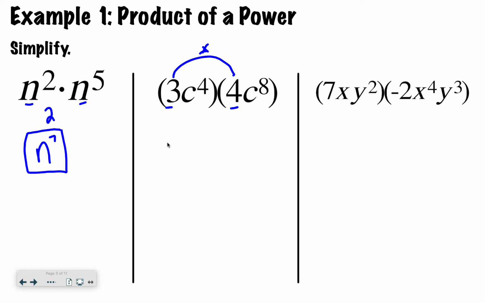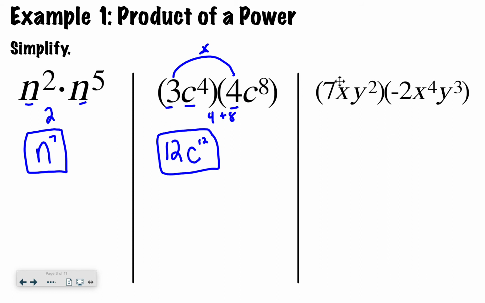So 3 times 4 is just 12. But then you do the same process here. I have a c and a c. So it is c to the, what's 4 plus 8? That would be 12. So 12c to the 12 would be my final answer for simplifying this expression.